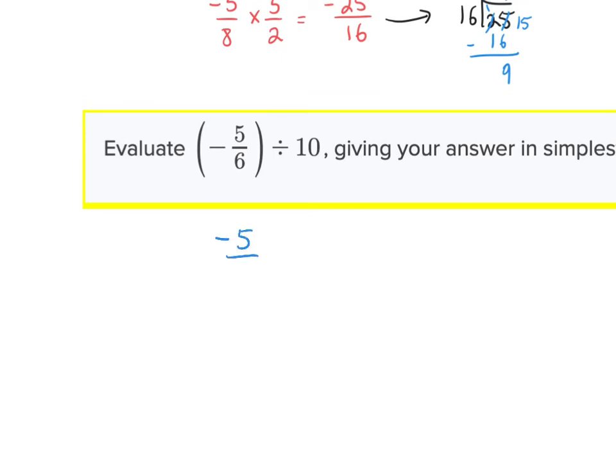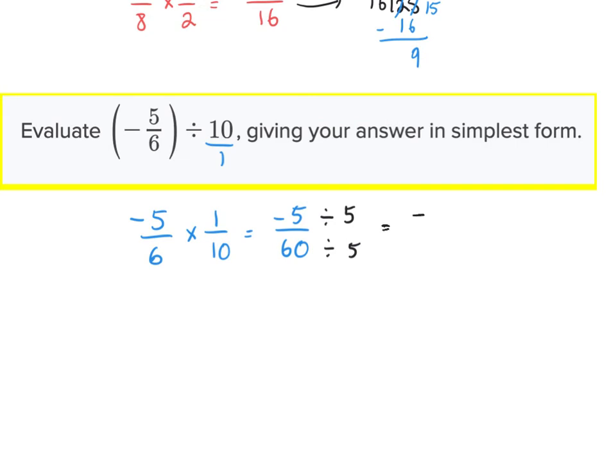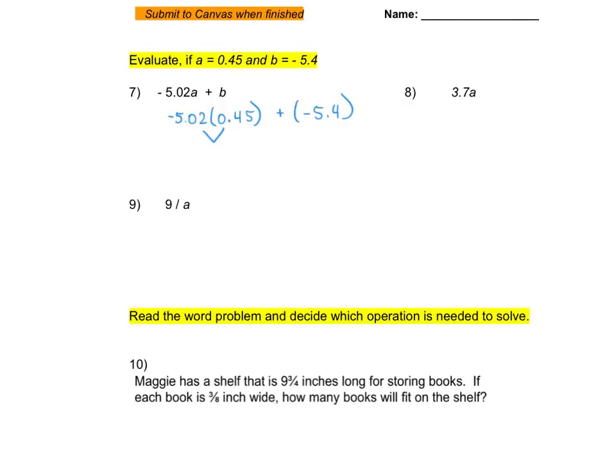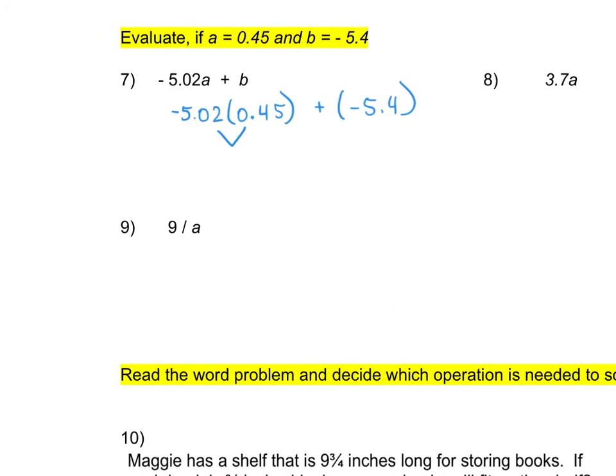I'm going to keep, change, flip, and then multiply, and then I need to simplify. Tell me, what did this simplify to? You should have gotten -1/12 for your final answer. Okay, let's take a look at our next one here.